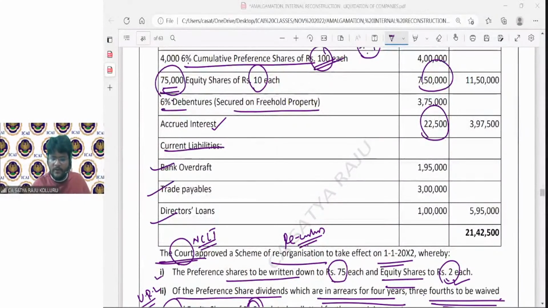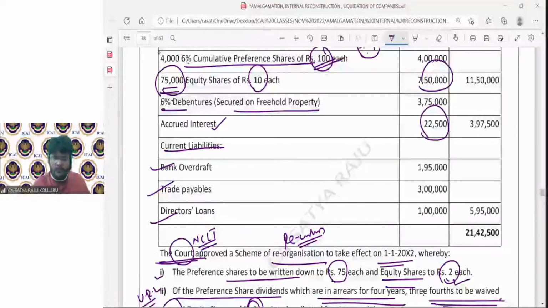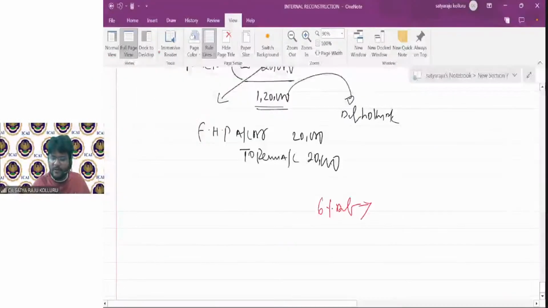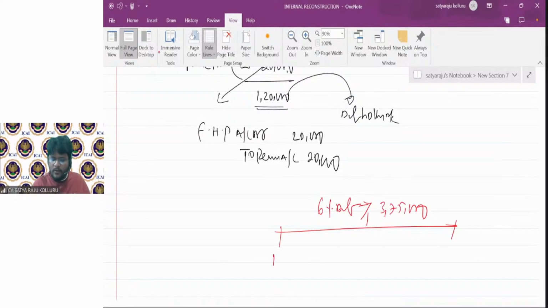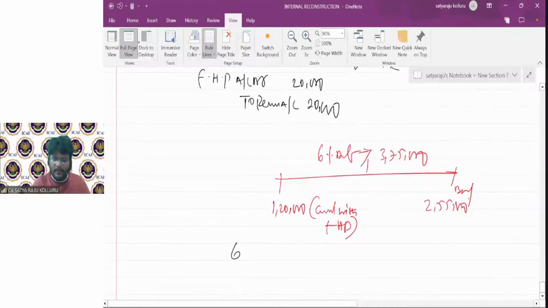Debentures, for 6% debentures. Now concentrate, come to 6% debentures. Don't make it past the journal entry directly. First check the 6% debentures. Liability is how much? 3,75,000. Out of which 1,20,000 is going to cancel with the freehold property. What about the remaining? Remaining balance is 2,55,000, which is balance.